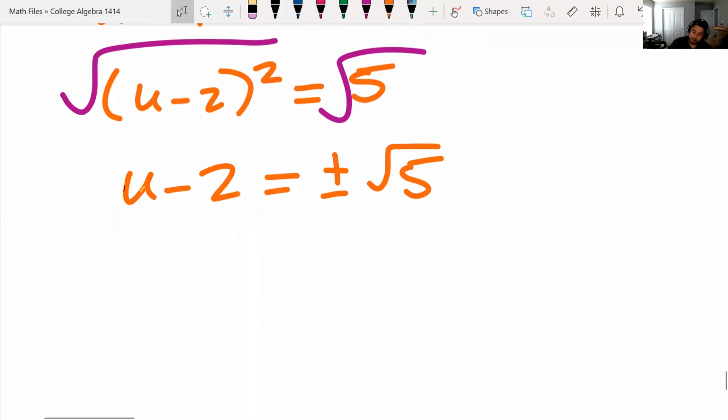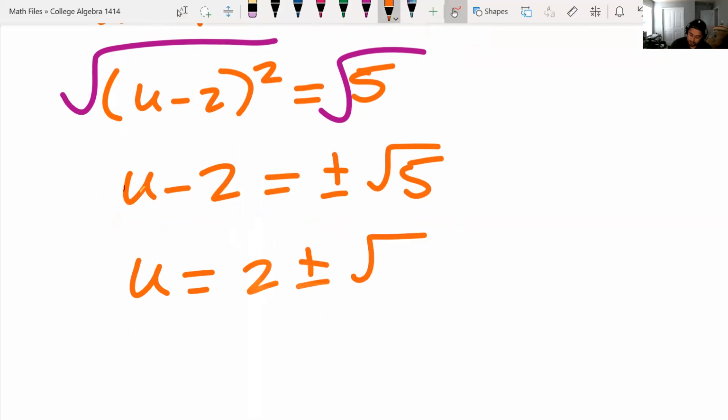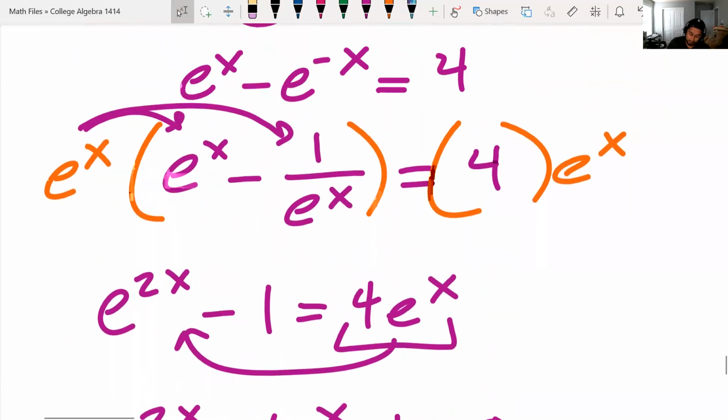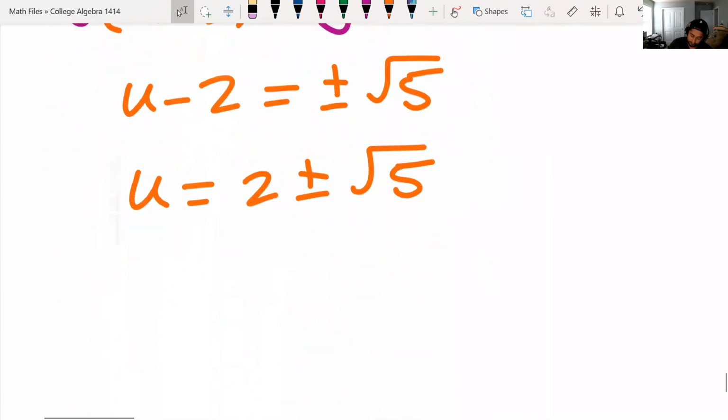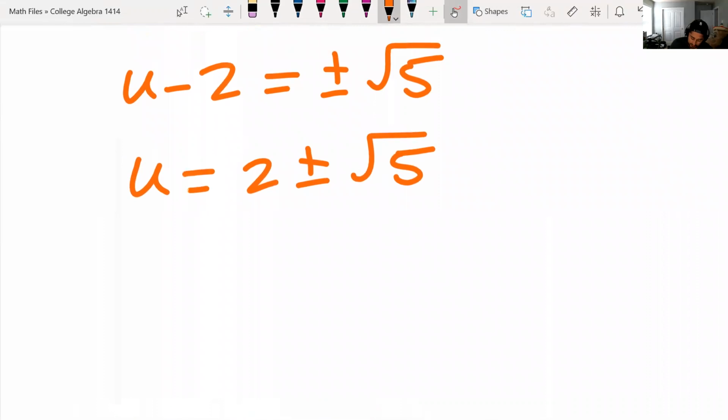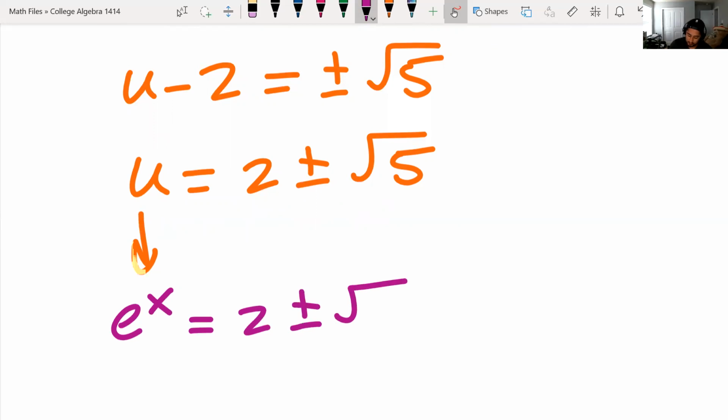Then you have that, then you add the 2 over, u equals 2 plus or minus the square root of 5, but then we must remember what u was, and u is, right there, e to the x. So this becomes e to the x equals 2 plus or minus the square root of 5. But in order to solve for x, you must convert from exponential to logarithm.